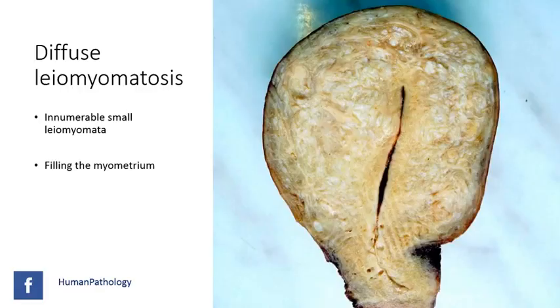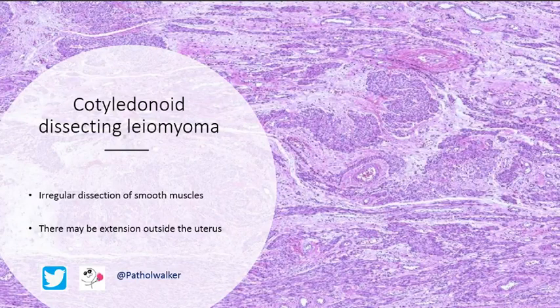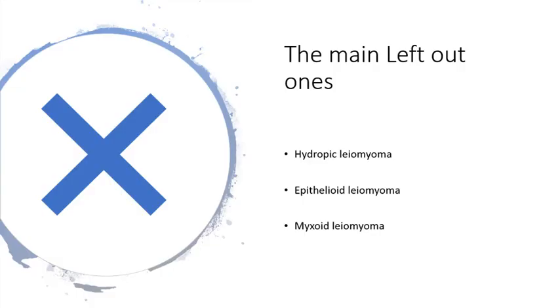Then the diffuse leiomyomatosis, that is, there are innumerable small leiomyomas, and they fill the myometrium, so you're not able to count the number of leiomyomas, and they'll be small. Then cotyledonoid dissecting leiomyoma. They will show irregular dissection of smooth muscles, and there may be extension outside the uterus.